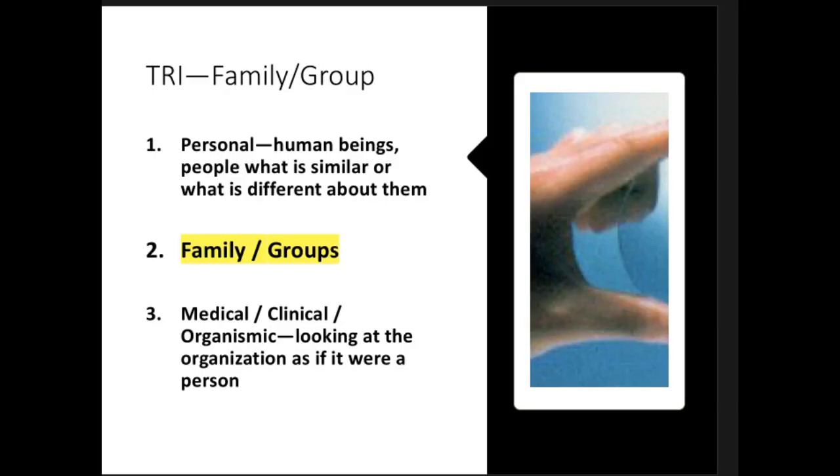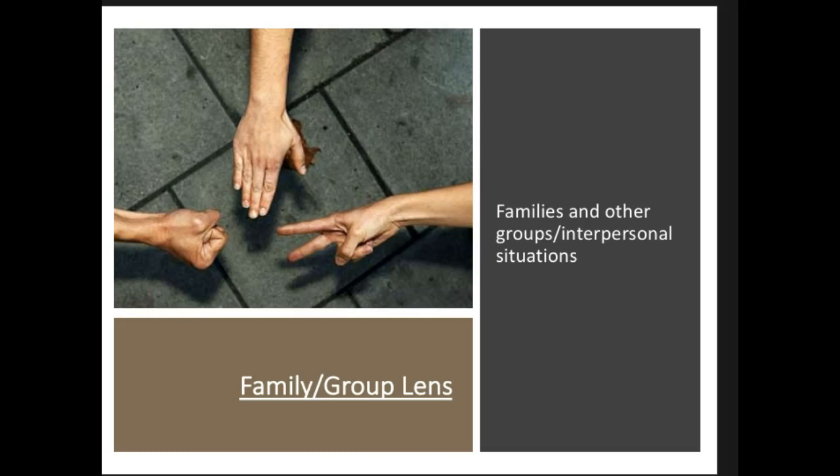So remember that the trifocal refers to 3 different areas of a lens. We talked about personal, which is the human beings, what's different and similar about people. And today we're going to talk about family and groups and what is going on there. And then my next one will be about the medical, clinical, organismic part of the lens.